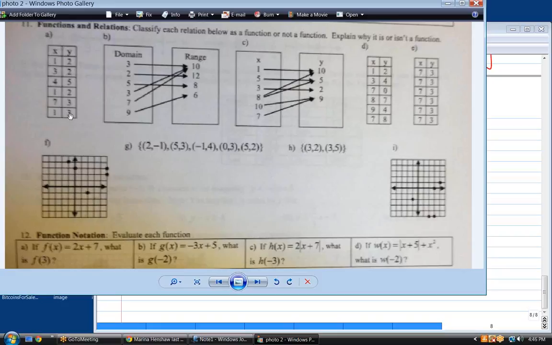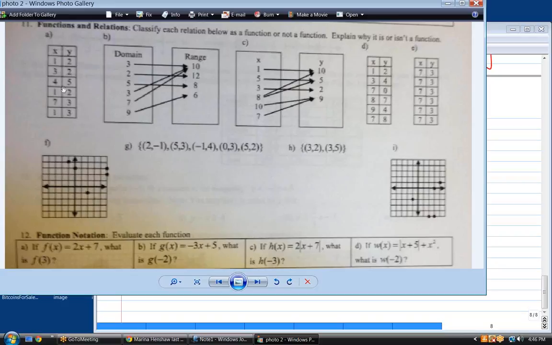Sorry, can you repeat that again? For the value of x equal 1, we had two different values for y. That violates the rule for a function. Okay.